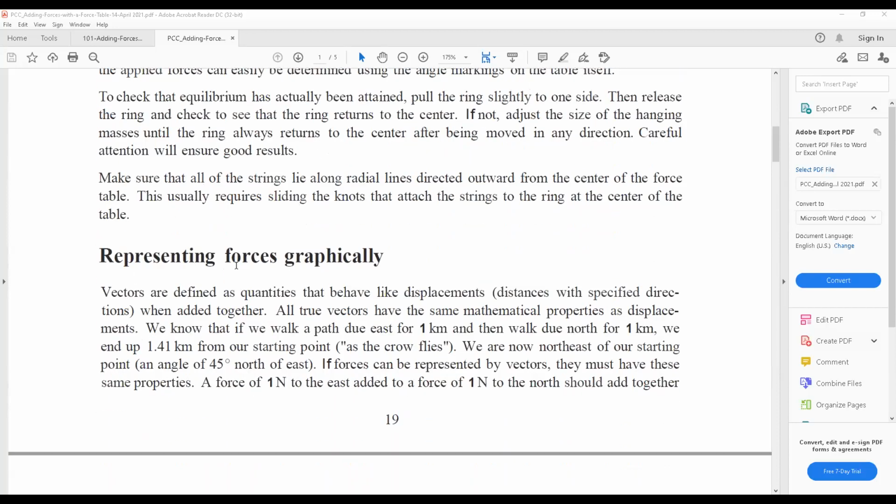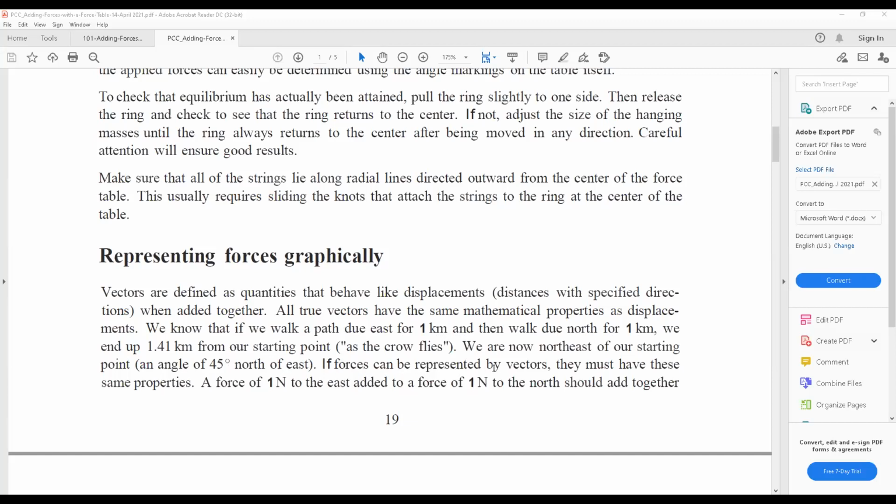And this is also giving you a guide as to how to draw a force vector, representing force graphically. And this only tells you how when you walk. So we know that if we walk due east 1 mile and then walk due north 1 mile, we end up at 1.41 miles, because you are using the tan there, from our starting point, as the crow flies. So we are now northeast of our starting point, at an angle of 45 degrees northeast.